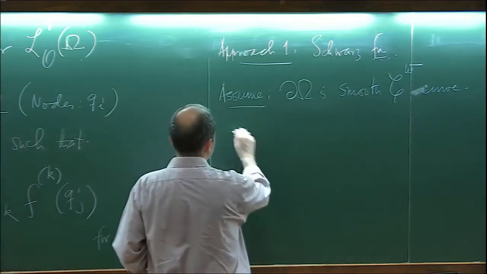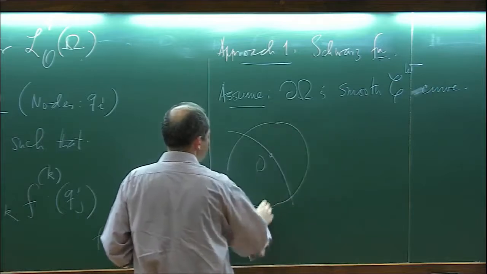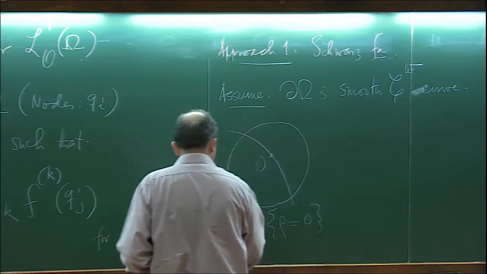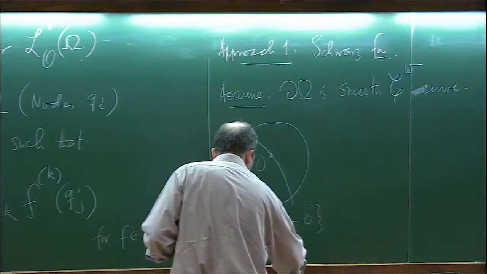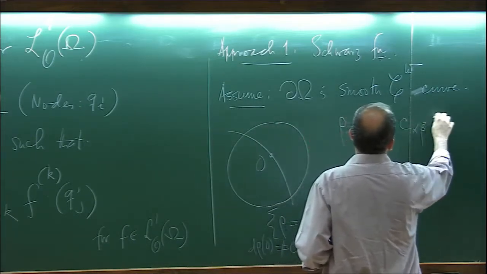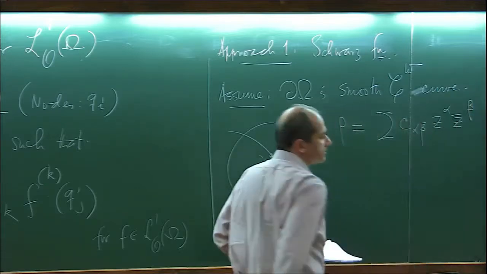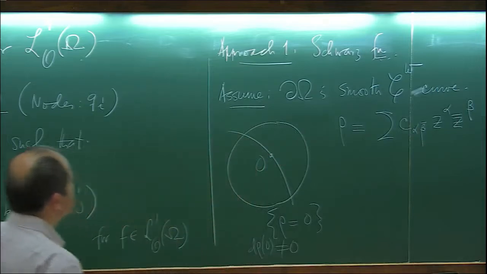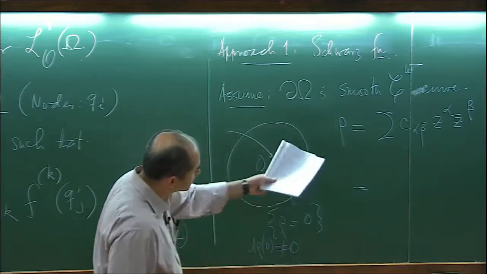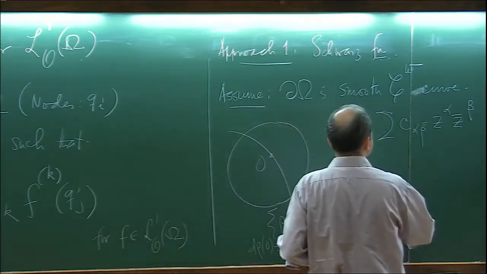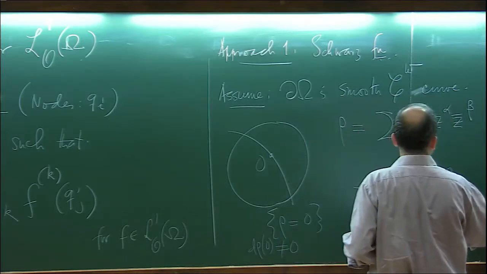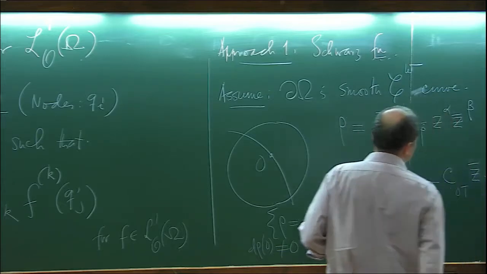So locally, here's the situation. Let's work near a fixed boundary point, namely the origin, for example. I have a defining function rho with non-vanishing gradient. And because rho is a real analytic function, I have a convergent power series, which I can write in terms of z and z bar. And because the gradient is non-vanishing, this is going to have linear terms: c_10 z plus c_01 z bar plus higher order terms.